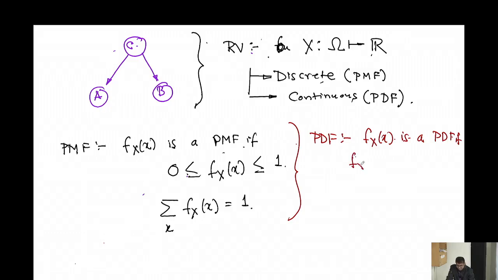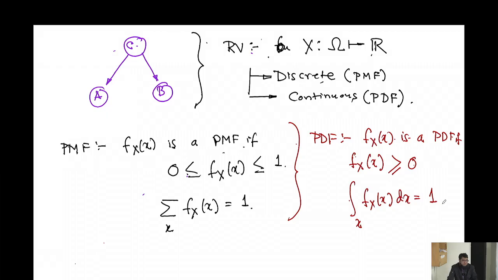f_X(x) greater than equal to 0, so it can be greater than 1, keep that in mind. And the second thing is integration over the whole range. So these are the definitions of PMF and PDF. Very similar, slight difference, but that slight difference you take a note of, which is specifically the one part.